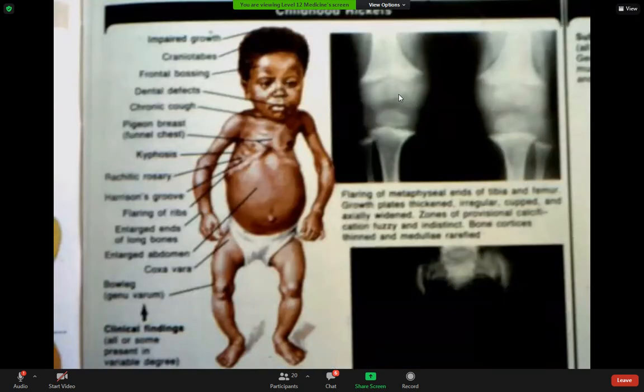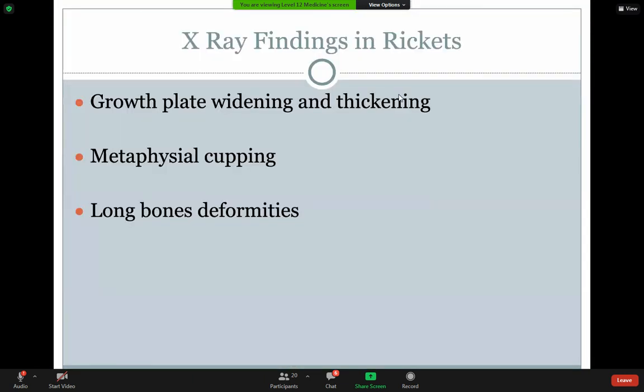So this is what a child with rickets may look like. You can see the main thing is the Genu Varum. So the legs are bowing, the knees are in varus. The rickety rosary, you can see the protrusions along the ribs, and craniotabes means an increase in the size of the head.